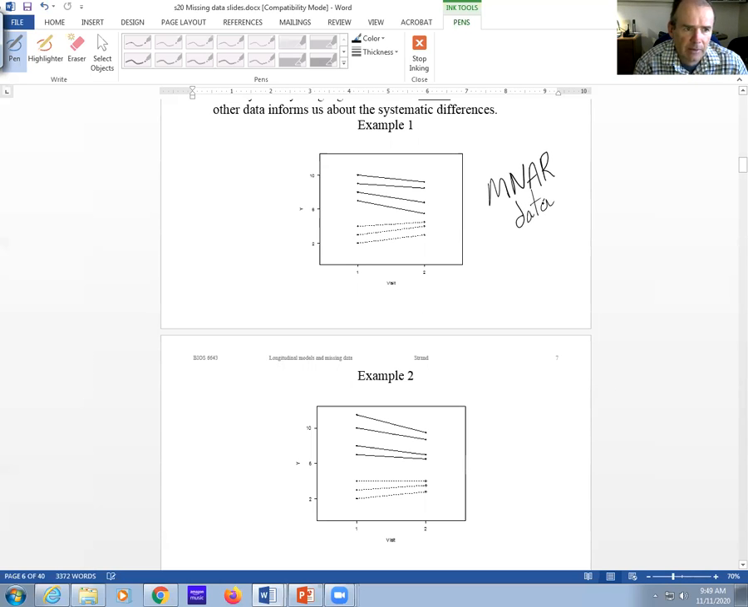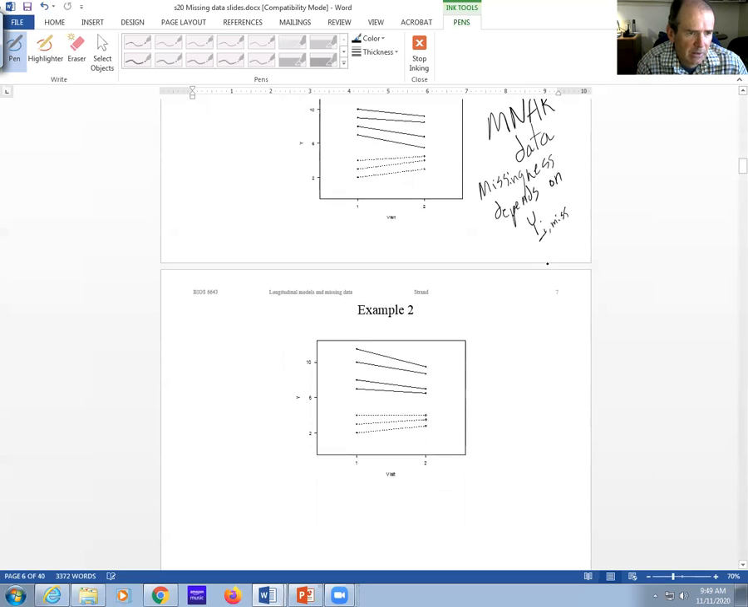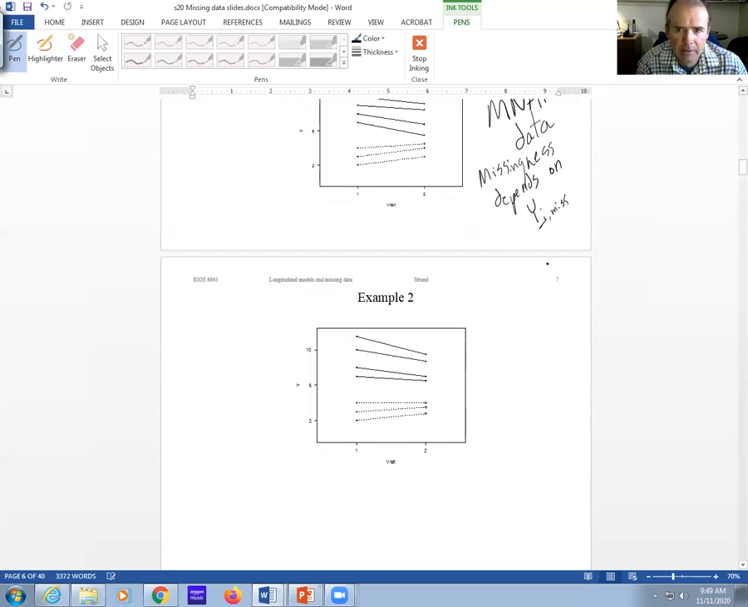Because the missingness depends on the missing y. Okay. What about example 2? This one is not so clear cut, but what would you say here?